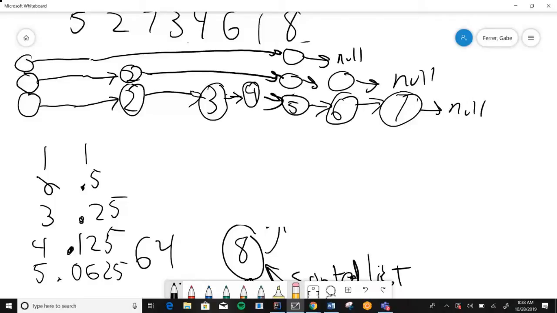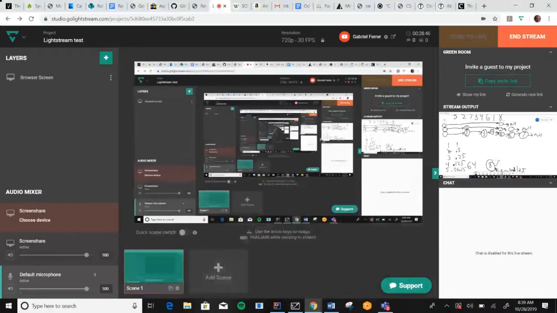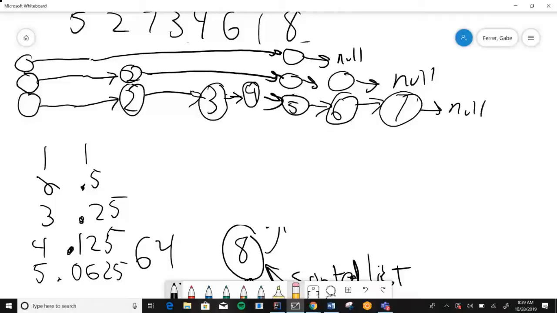All right, now we're going to insert 1. So 1 is less than 5, so we have to go down a level. 1 is less than 2, so we have to go down a level. 1 is still less than 2, and now we're at the bottom. Whoops. So we're going to insert 1 right here.